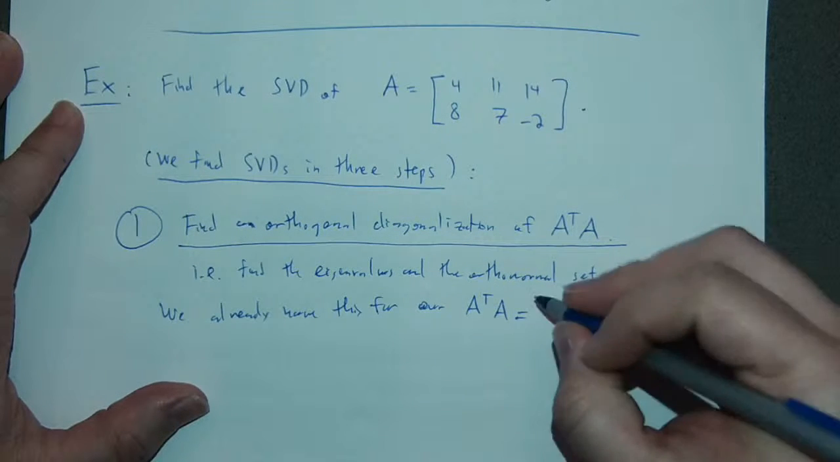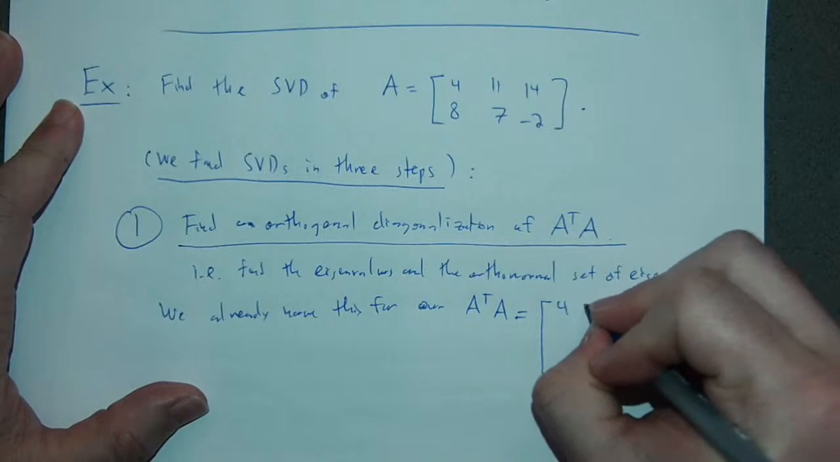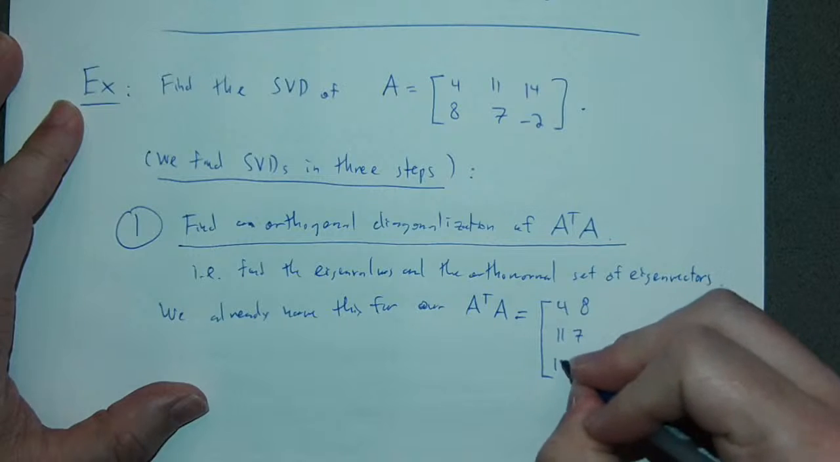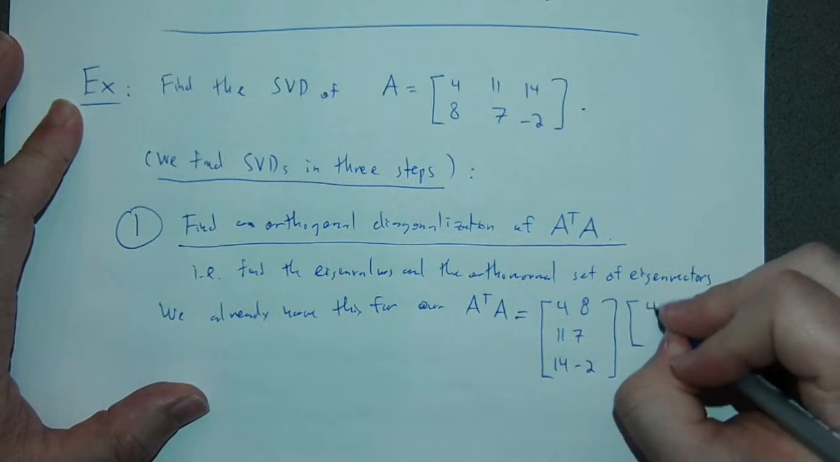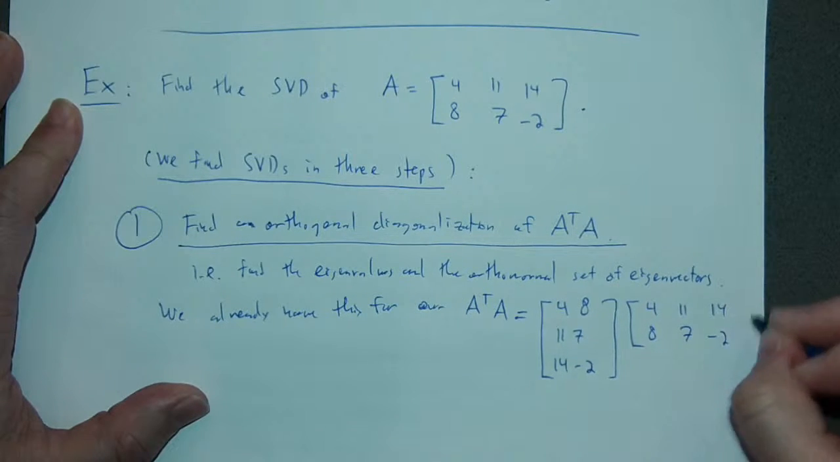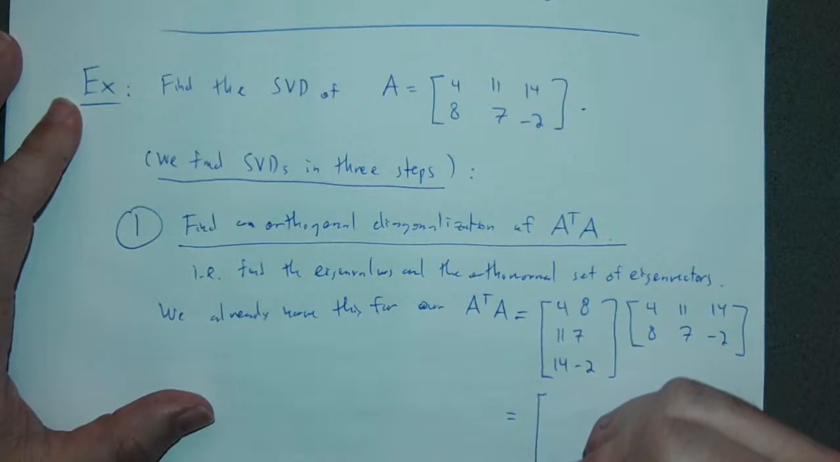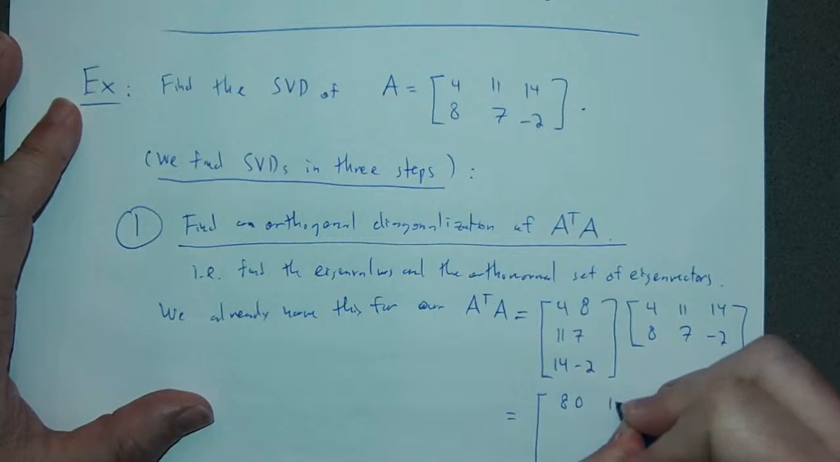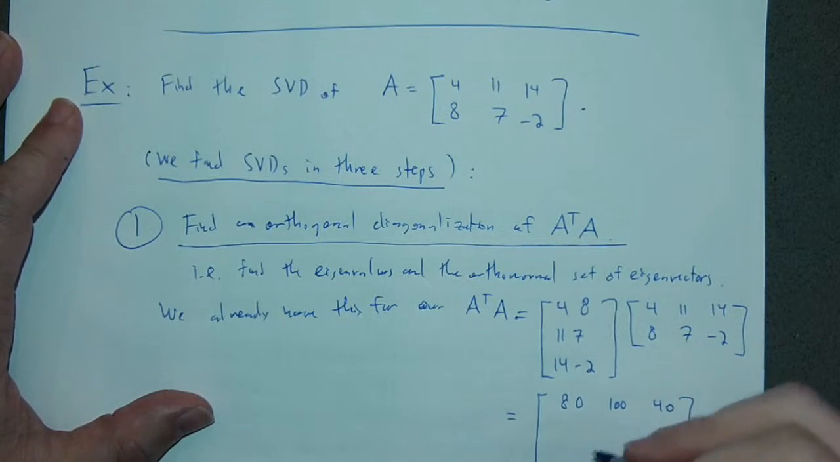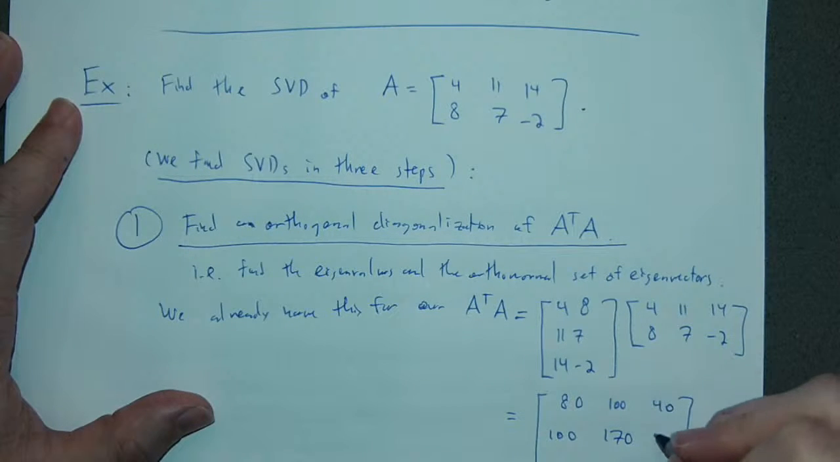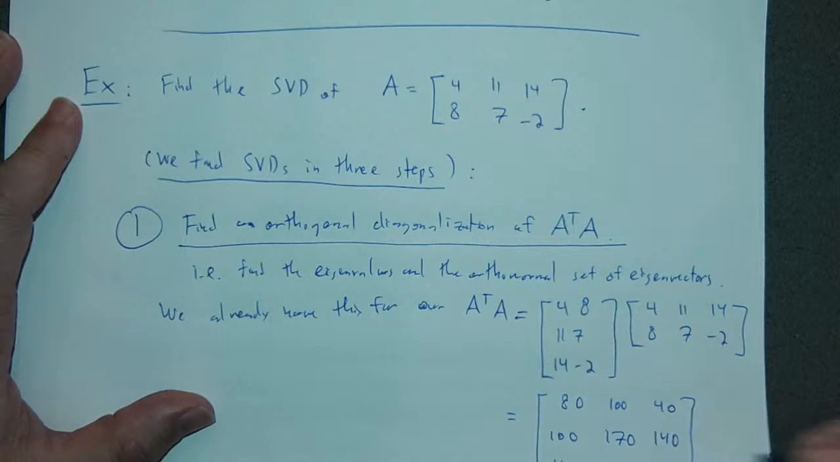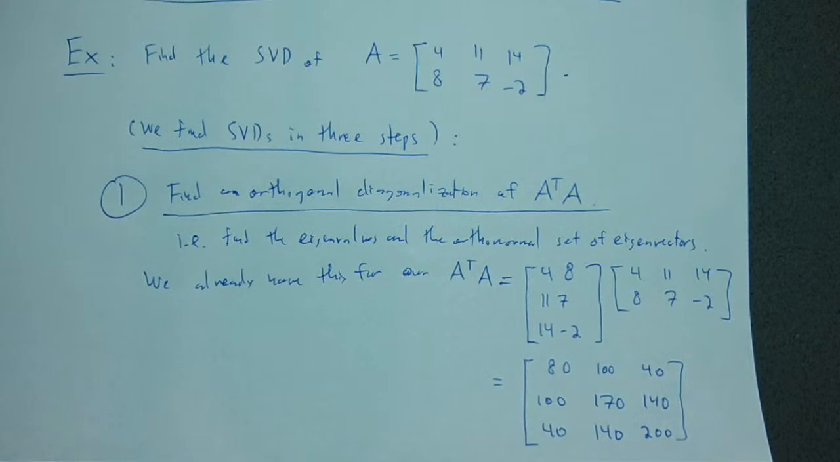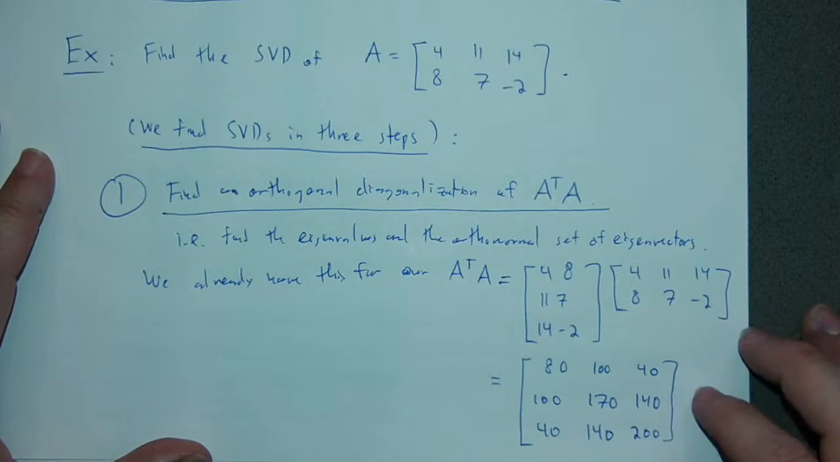So A transpose A, reading off row-wise, is 4, 8, 11, 7, 14, minus 2 times A as above. So what is this? If I multiply this out, which you can do if you want to, I'm just going to write it out for you. Reading row-wise, this is 80, 140 in the first row. Second row is 100, 170, 140. And the last row is 40, 140, 200. Then this is my A transpose A.